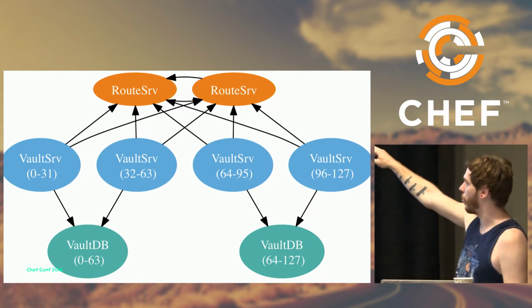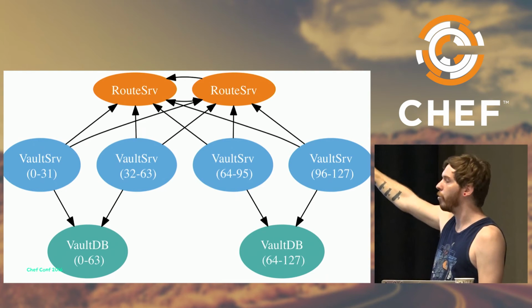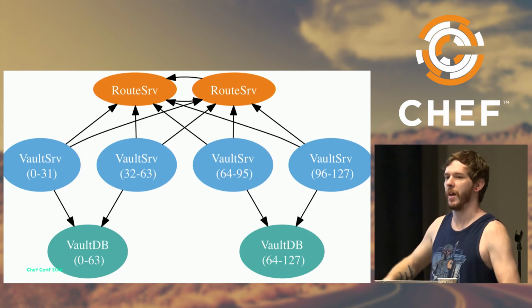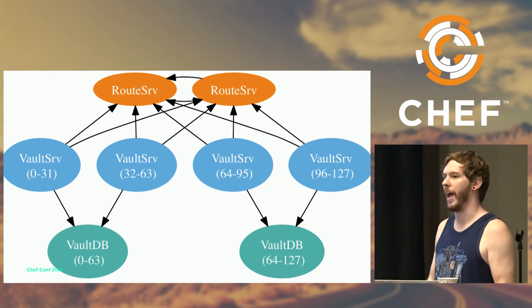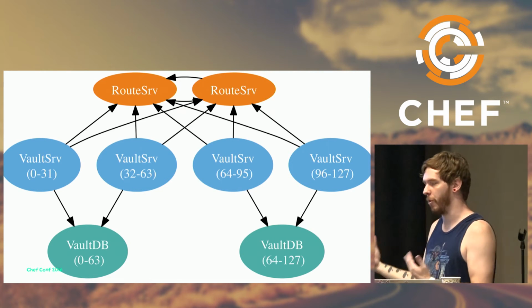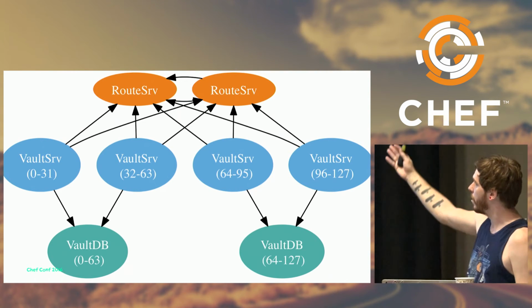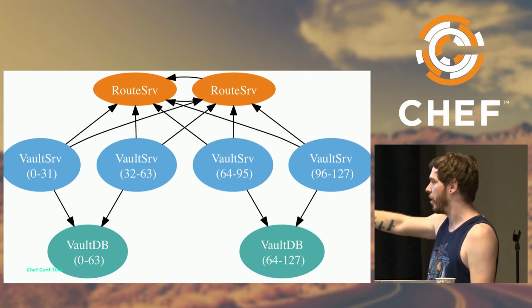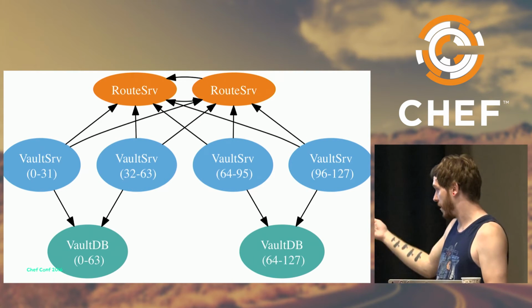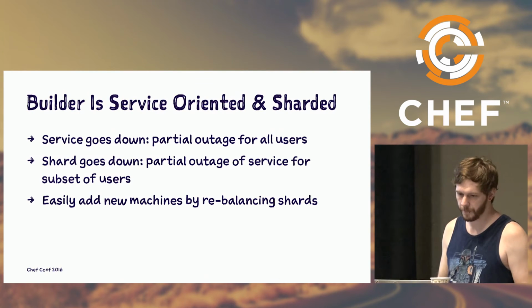So vault server 4 over here, if that goes down, only 32 shards go down, which means that only a percentage of the room would have an issue, and they would only have an issue if they were working with the vault server. The vault servers then connect into the databases, which have those shards as well. So the databases have the data sharding.